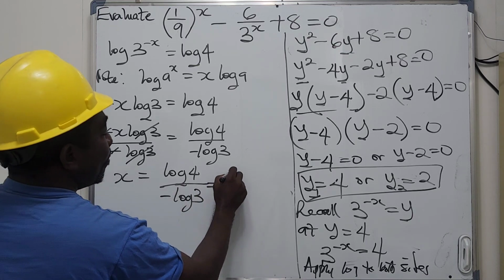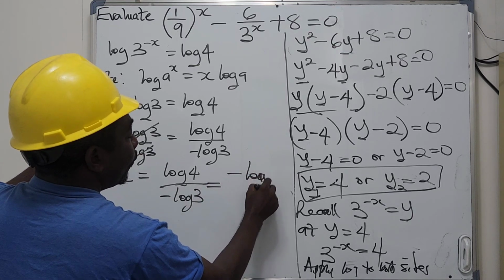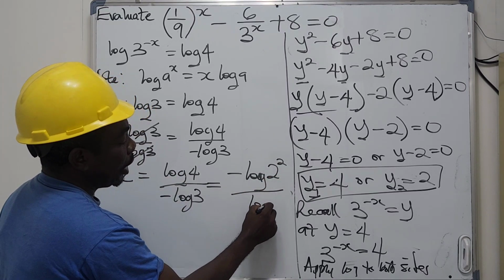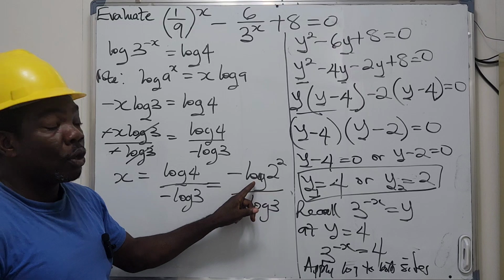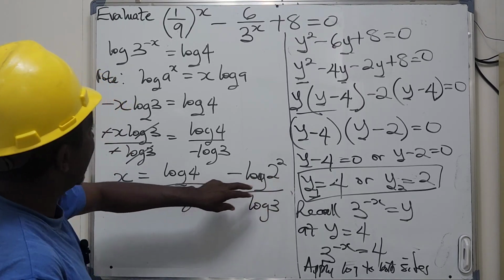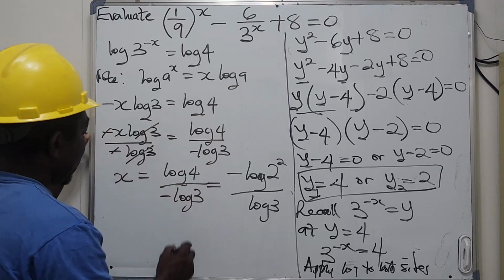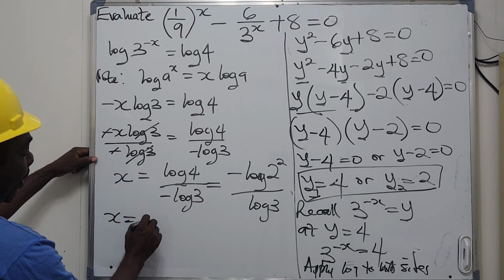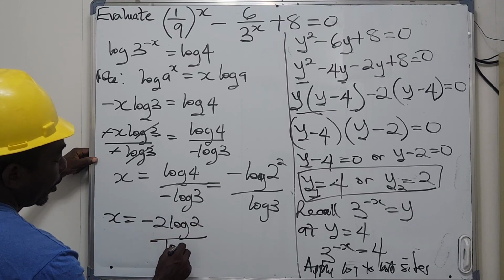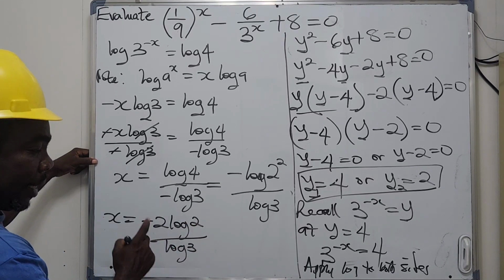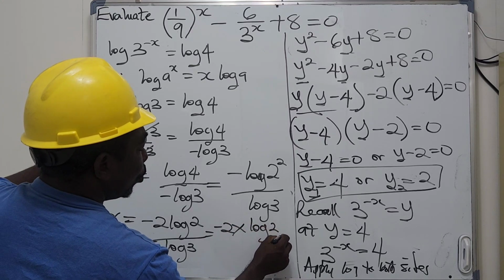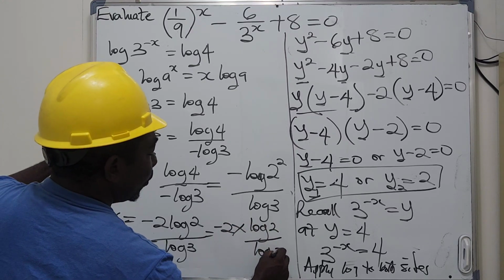This can be written as minus, log 4 can be written as log 2 to the power of 2, all over log 3. So this is what we have. But we can express this in this format. So our value of x will become minus 2 log 2 all over log 3. This is the same thing as having minus 2 times log 2 all over log 3.